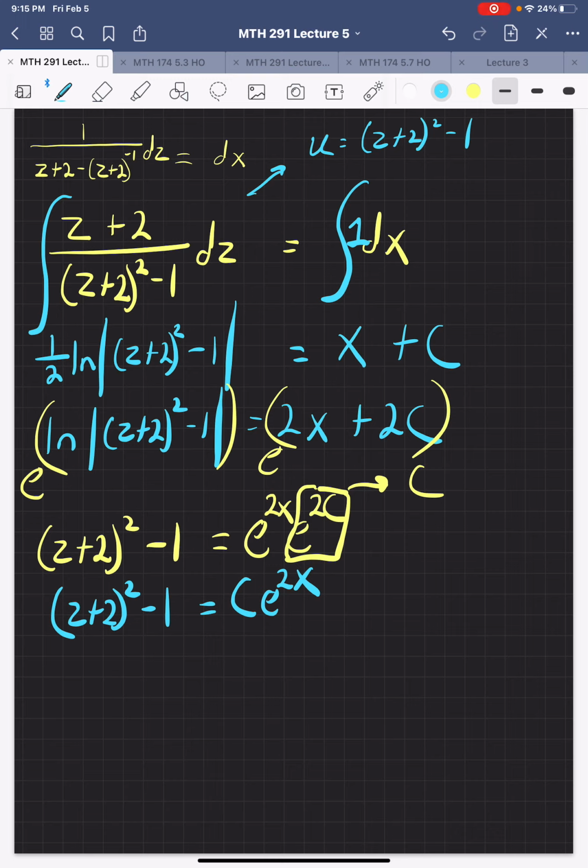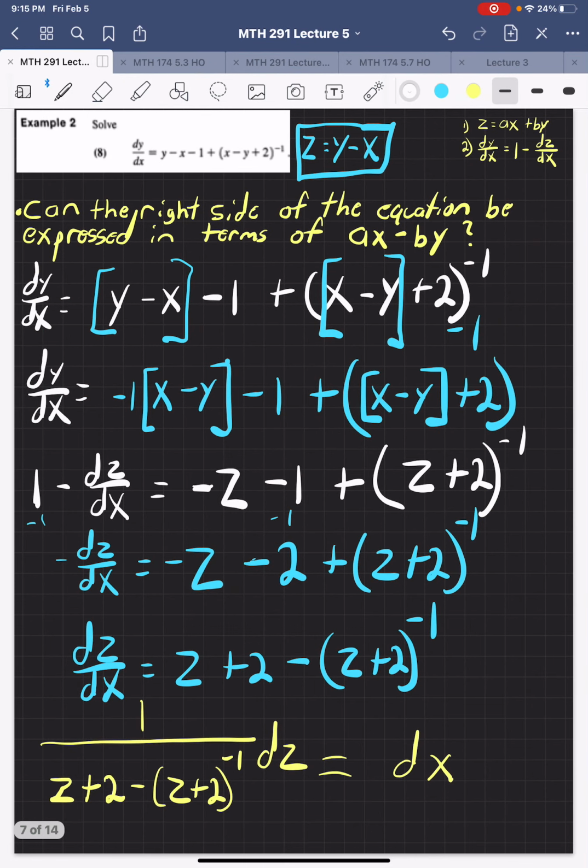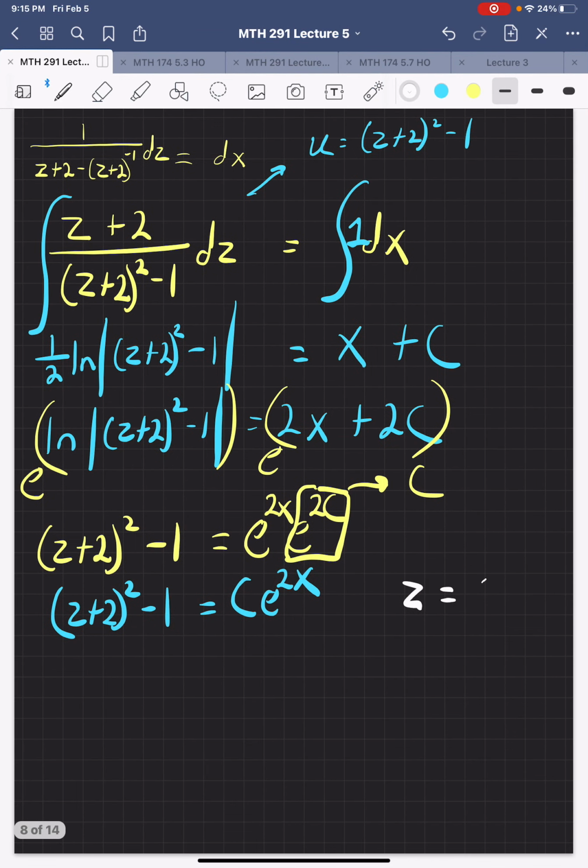At this stage, remember we either need to solve for z, or we can leave it in implicit form. We can leave our solution in implicit form if we have to. But at some point in time, we have to go back in, right? Remember, we defined z to be y minus x, so we have to go back in and plug in a y minus x for z at some point.